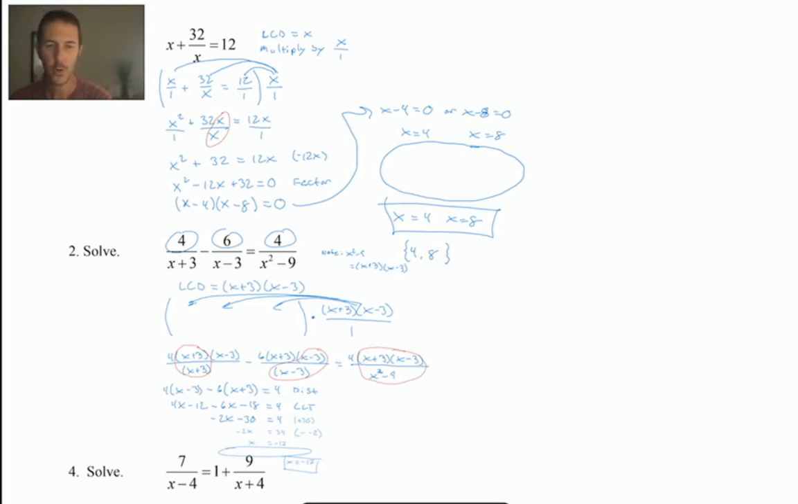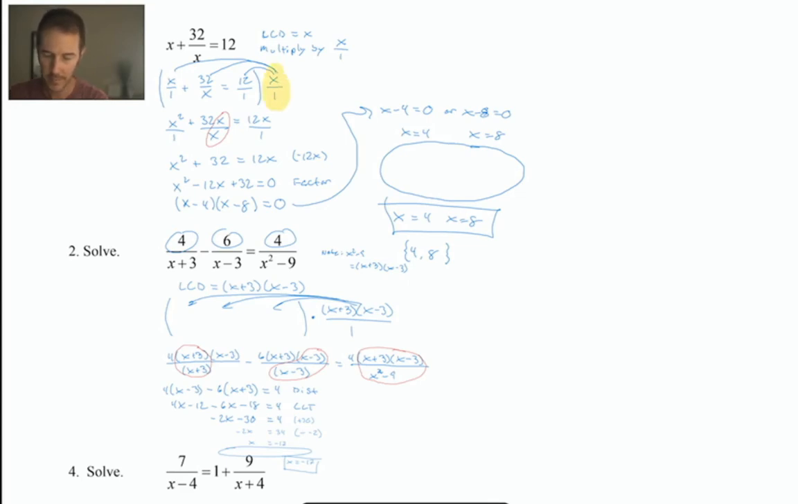In problem number 2, we had to get rid of these different denominators, a denominator of x plus 3 and a denominator of x minus 3, and the third denominator, which contained an x plus 3 and an x minus 3. How did we do that? We multiplied all of the numerators by x plus 3 and x minus 3. That allowed us to cancel out all of the denominators. You want to be doing that same kind of strategy in problem number 4. Multiply all of your numerators by the LCD.